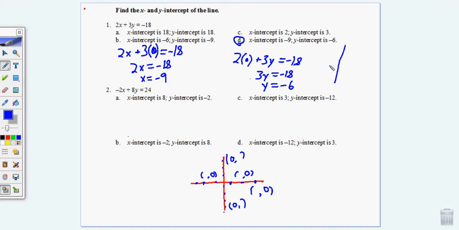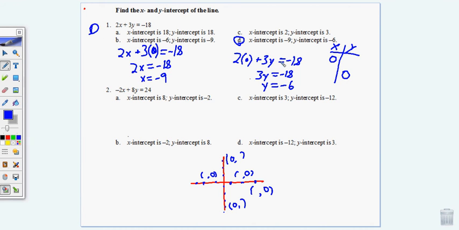When we talked about this in class, a lot of us did something like this. We had a table, inputs, outputs. We plugged in a 0 for x and a 0 for y, and we found what our y-intercept would be. These basically give you the 2 coordinate points that are important. So answer for number 1 is D.